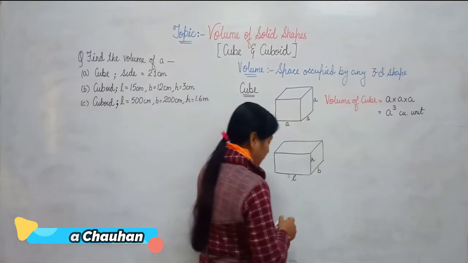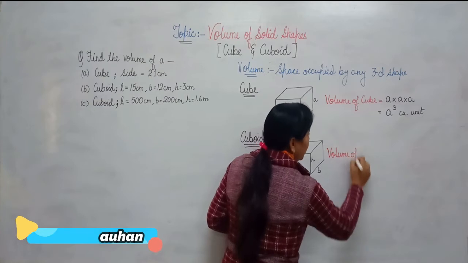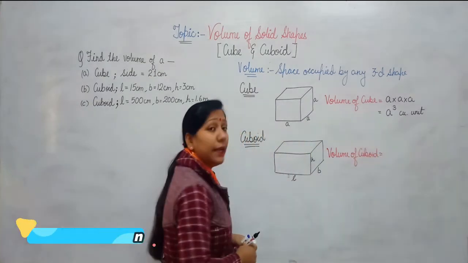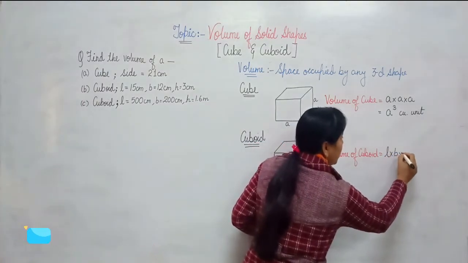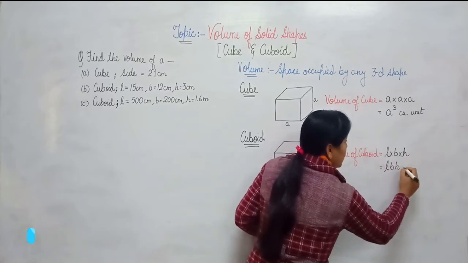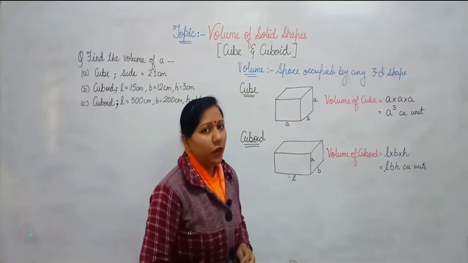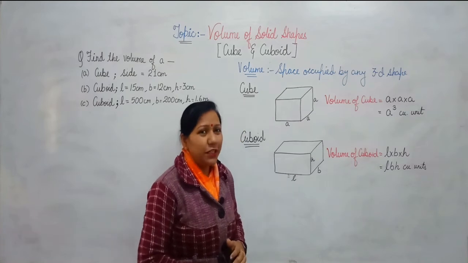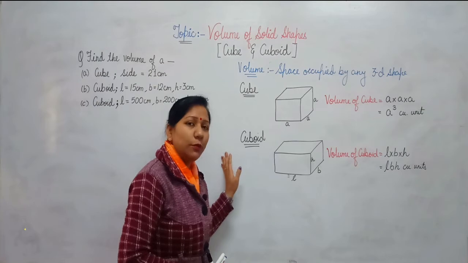Now if we talk about the volume of a cuboid, the volume of a cuboid is the same: length into breadth into height. So L into B into H, and it can be written as LBH cubic units. Once again, three dimensions are multiplying together, so it will be cubic unit. Understood, students? So this is all about volume and the formula for the volume of a cube and a cuboid.